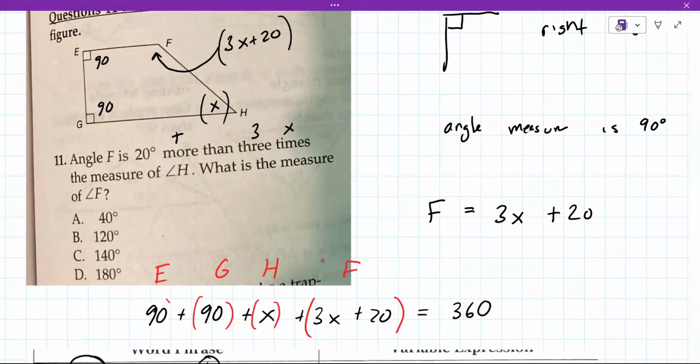So E is the one going down? E is the 90-degree angle. Oh. So G is not the whole 90-degree line? The angle is what's between the two segments. Oh, I thought it was the distance. No, these are angles. I guess I could put that there.